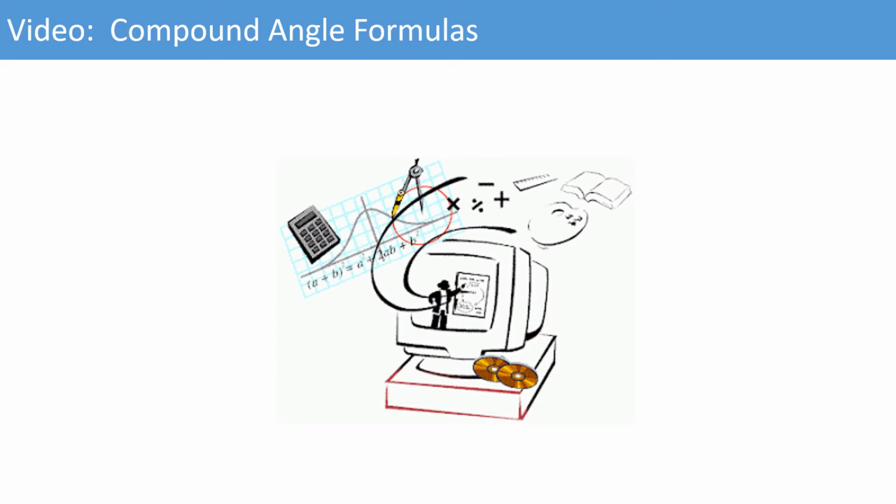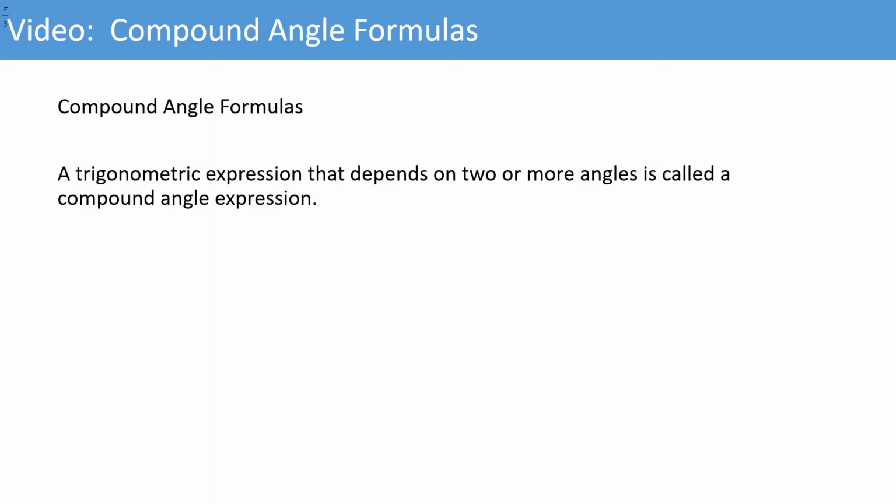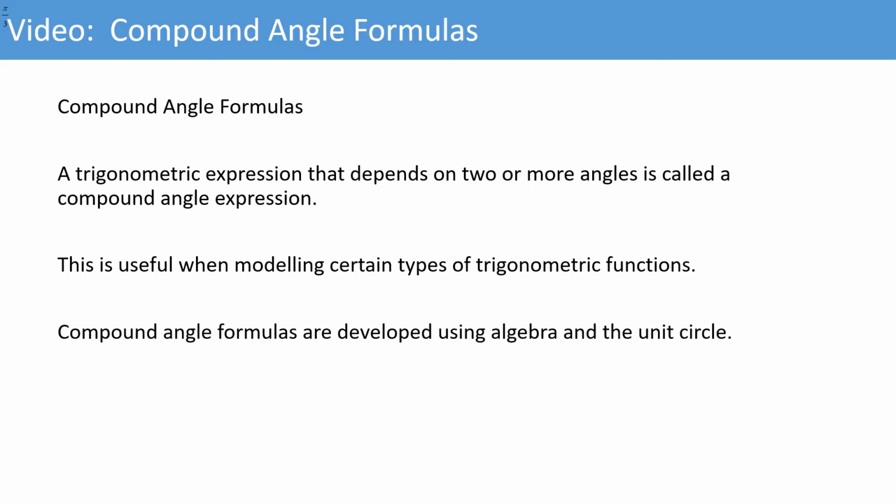Compound angle formulas. A trigonometric expression that depends on two or more angles is called a compound angle expression. This is useful when modeling certain types of trigonometric functions. Compound angle formulas are developed using both algebra and the unit circle.